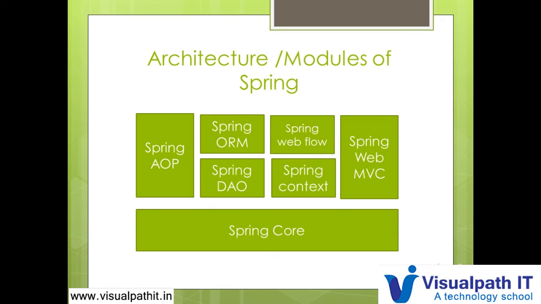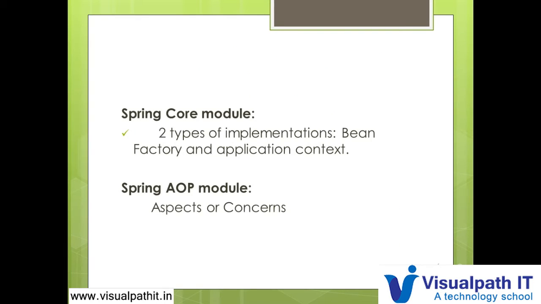Spring Core module is the core component of the Spring framework. Here there are two types of implementations, that is Bean Factory and Application Context. Bean Factory is defined by using org.springframework.beans.factory.BeanFactory.